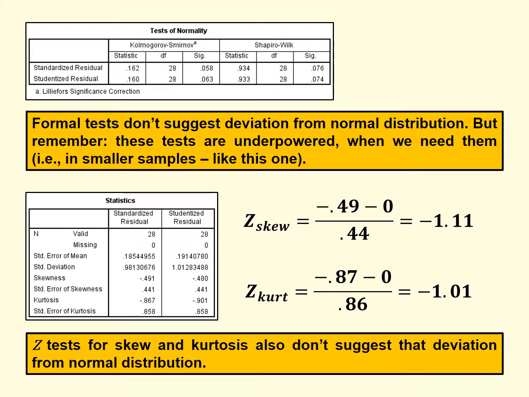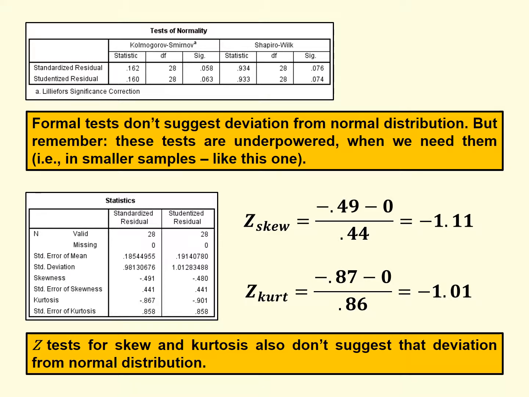Moving on, I've just done a couple formal tests of the distribution of residuals, and you can see for the Kolmogorov-Smirnov test and the Shapiro-Wilk test, neither of them suggest a deviation from normality. All the p-values are greater than 0.05. But remember here, these tests tend to be rather underpowered in small samples. This sample's fairly small. So the simple fact that these tests are non-significant in and of itself doesn't entirely settle the issue of whether the distributions are normal in shape.